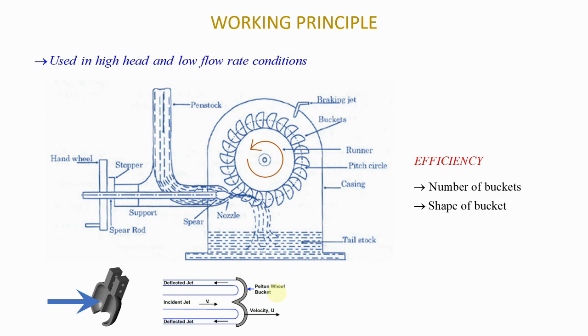But this is not achievable practically, and most of the buckets can deflect the water up to about 160 degrees. But if you have a bucket that is poorly designed, then of course it will maybe deflect the water at 120 degrees. And if that's the case, the impulse force on the bucket will be even lower, and that will mean that the power that is generated by the Pelton wheel is also low, and in that way its efficiency will be affected. Okay, so the shape of the bucket is very important.